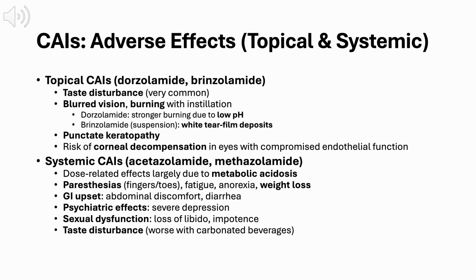Long-term use can occasionally lead to punctate keratopathy, and in eyes with compromised endothelium, there's a risk of corneal decompensation. For the systemic agents, side effects are typically dose-related and stem from metabolic acidosis. Patients may notice paresthesias in their fingers or toes, fatigue, anorexia, or even weight loss. Other effects include gastrointestinal discomfort, psychiatric symptoms such as severe depression, and sexual dysfunction with reduced libido or impotence. Finally, systemic CAIs can also cause a taste disturbance, which is often worse when drinking carbonated beverages.